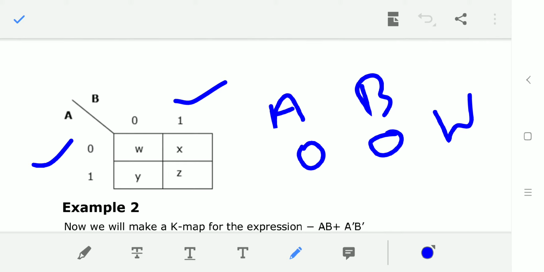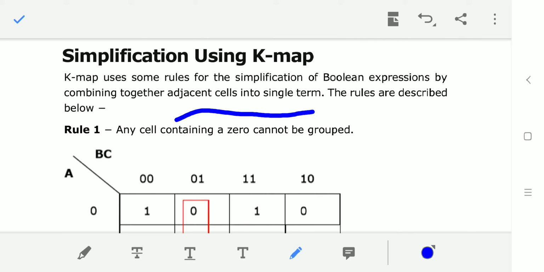Next is example number 2. Now we will make a K map for the expression negation A B plus A negation B, and in this way. Simplifications using K map. K map uses some rules for the simplifications of Boolean expressions by combining together adjacent cells into single term. The rules are described below.